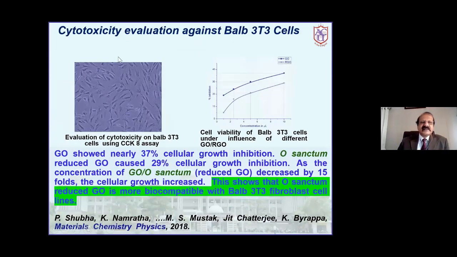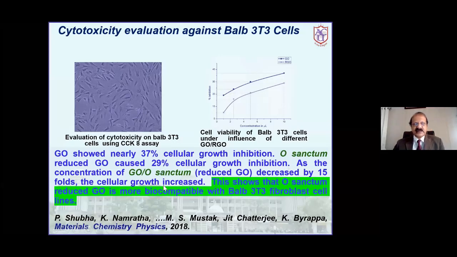And the last slide is the cytotoxicity evaluation we have carried out using these NIH 3T3 cells. And these are the nanoparticles of zinc oxide distributed on the graphene oxide. Okay, and this picture shows the reduced graphene oxide is more biocompatible with NIH 3T3 fibroblast cell lines. No, we didn't have the zinc oxide, sorry. This is the pure graphene oxide, but prepared using these biomolecules to check the cellular growth.